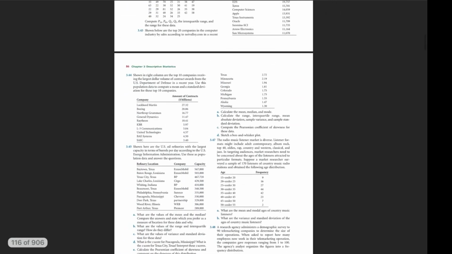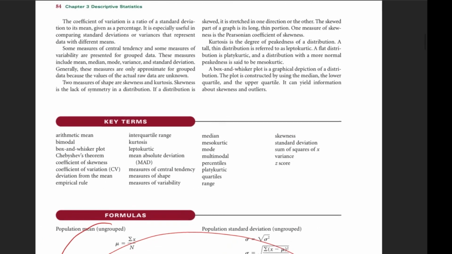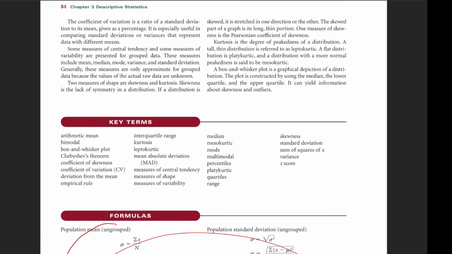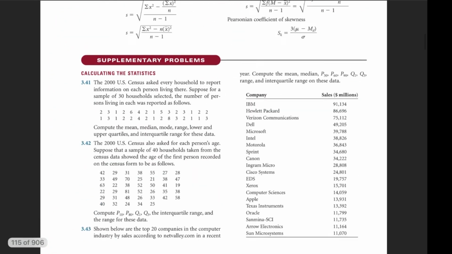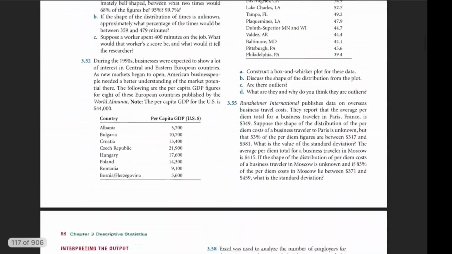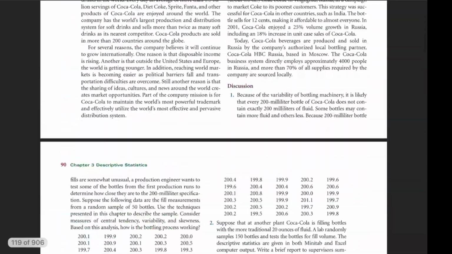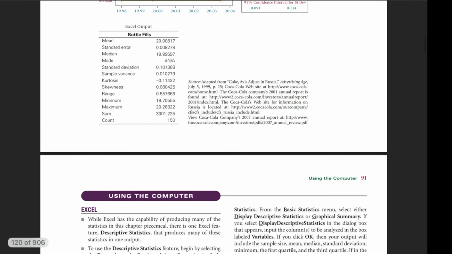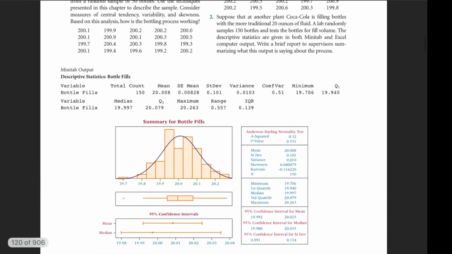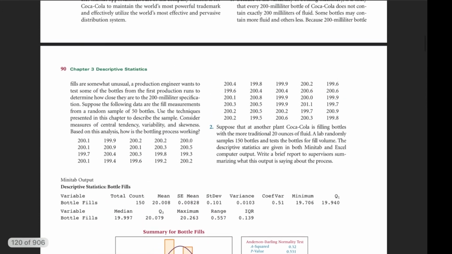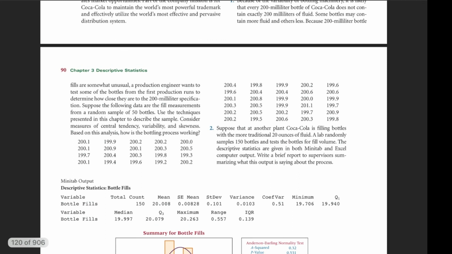I covered chapter 3 in almost 4 videos. In the next video we'll have the problem statements and try to solve them in Excel, and then we'll move to another chapter, the 4th chapter on probability, which will be really interesting. But let's first try to solve a couple of examples and all the problem statements in Excel.